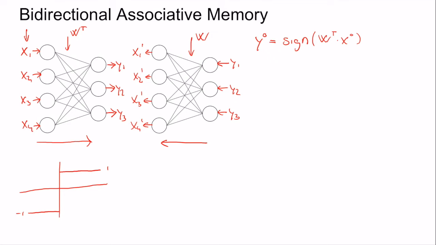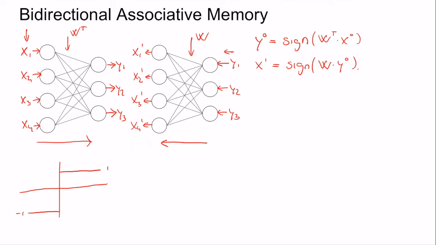Then if we want to compute x again, so in this case x at time step 1, we just need to feed our outputs again into the network. So we feed y0 now. So this will be the sign function of W times y0. And then we check if the input is the same as the previous input. And if that's the case, then we have found an equilibrium. If not, we continue iterating.